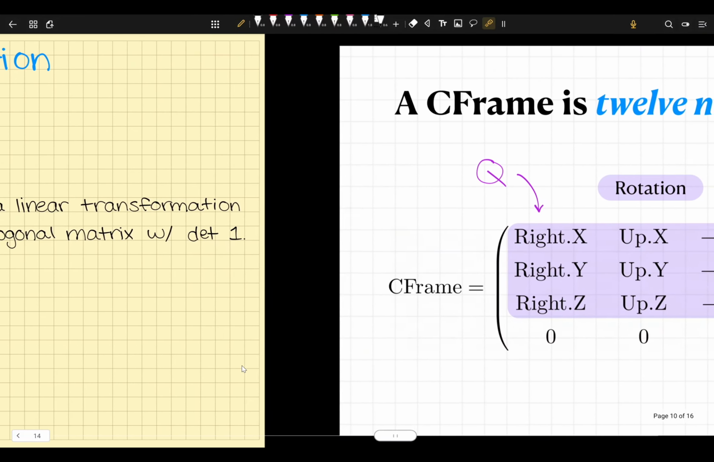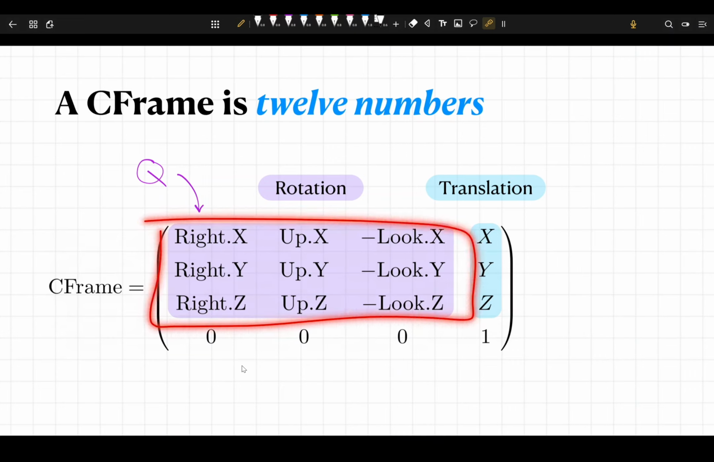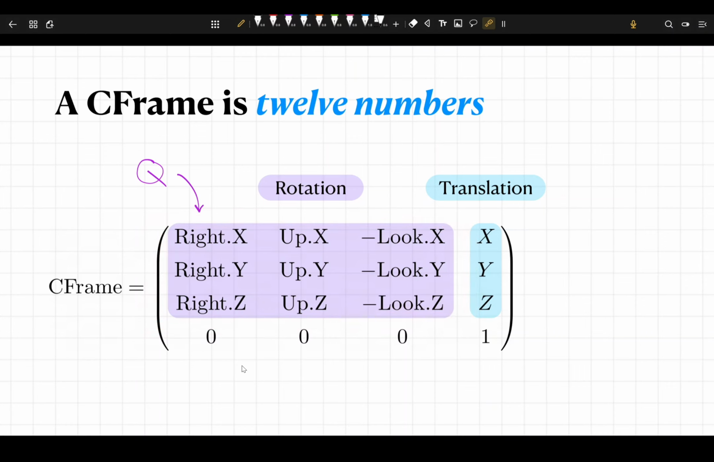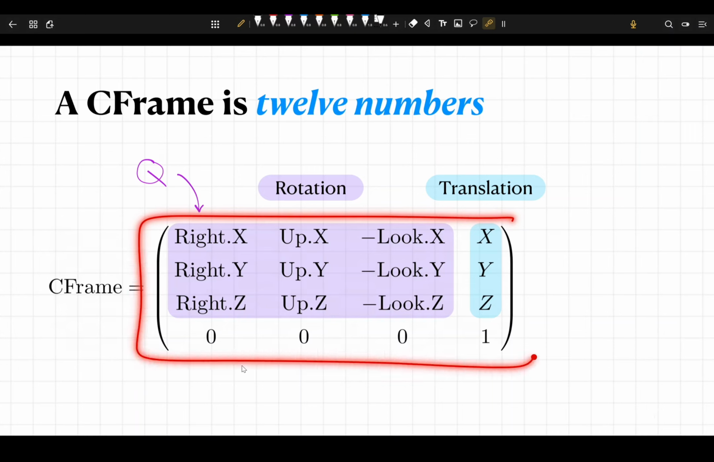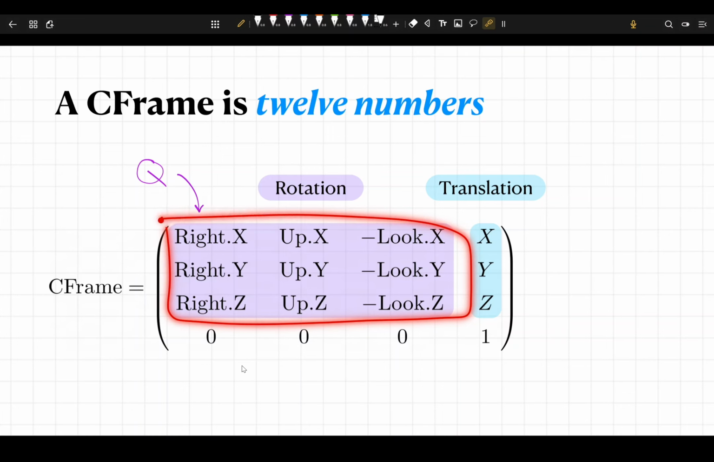All right, and so here is our C-frame picture again. And this top left corner was Q. Previously I said this is the general shape of some 3D affine transformation, but for a C-frame, we add some extra constraints onto it. The constraints we add are that the rotation is an orthogonal matrix and its determinant is 1.